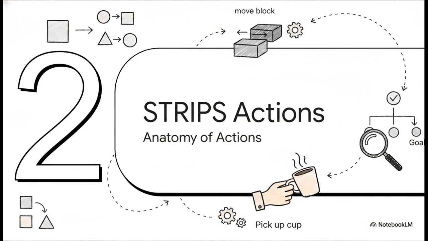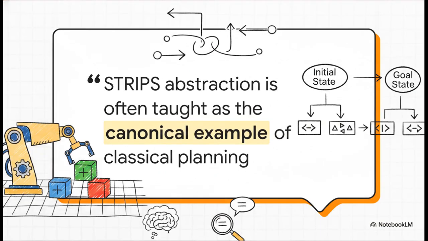Right, now that our rules are set, let's zoom into the core of this explainer. Section 2, STRIPS Actions and the Anatomy of Actions. This quote brilliantly illustrates exactly why we still care about STRIPS today. It is the ultimate baseline representation for problem solving. By the way, STRIPS stands for the Stanford Research Institute Problem Solver.